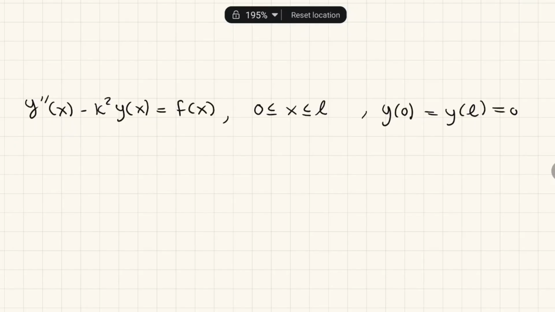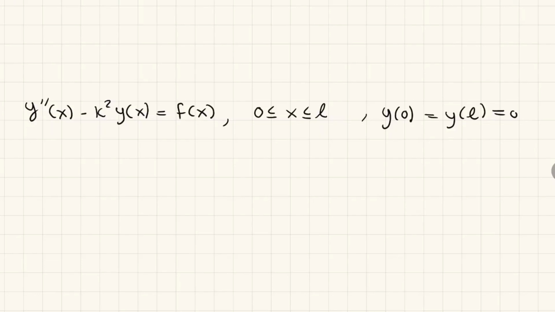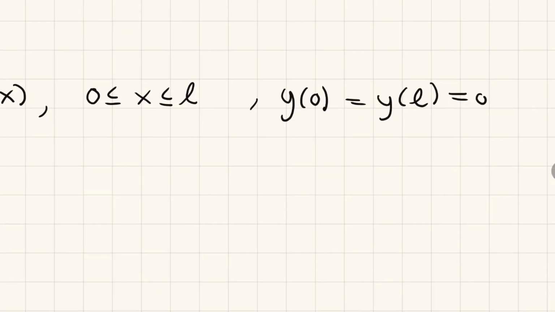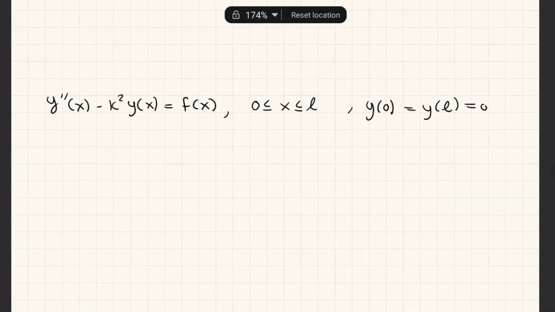Okay, so the problem that we are going to solve today is the one that I have written here. It is that the second derivative with respect to x of y minus k squared y of x is equal to some arbitrary function f of x. And you know that this differential equation has to be defined on a certain interval, and we need to have some boundary conditions to work with.